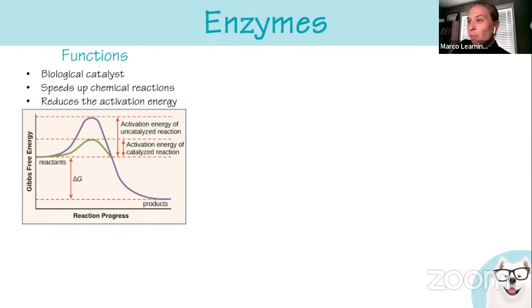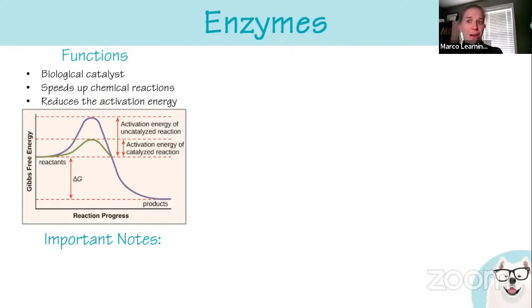So what enzymes do is they decrease that activation energy. You see that we have a lesser amount of activation energy required in order for this reaction to take place, which means that we can go through this reaction more frequently. So the enzyme is going to speed up the chemical reaction. It's going to increase how many times we can go through that reaction.